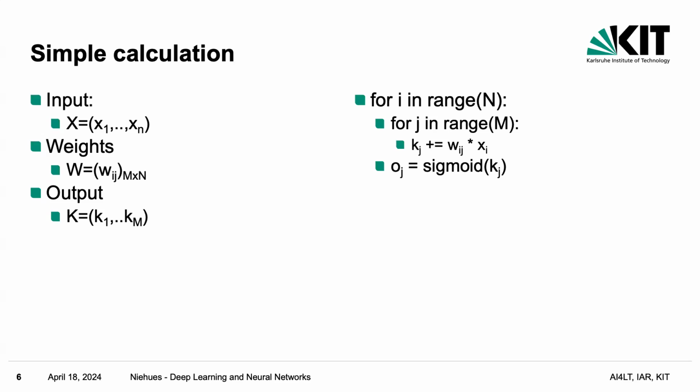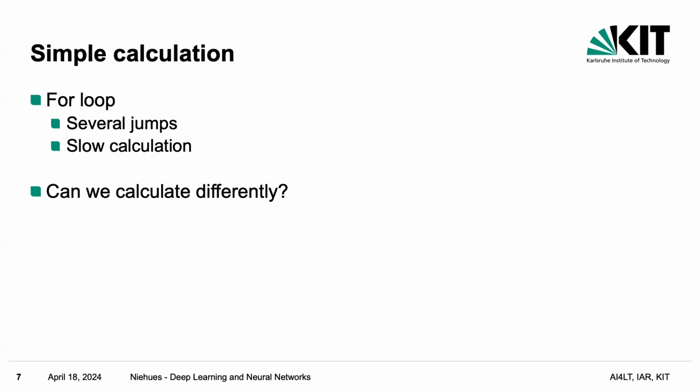So what is there to think about here? What we have to do is several jumps. You always have a loop run, and if you know how a loop works, it always has to check and either go further in the loop or jump somewhere else.